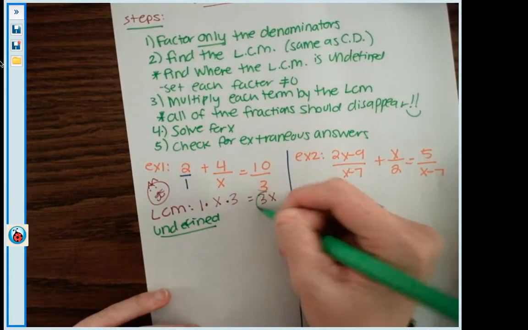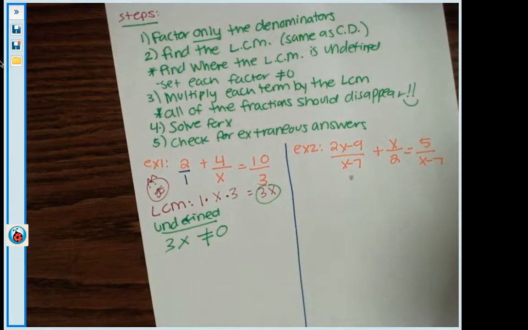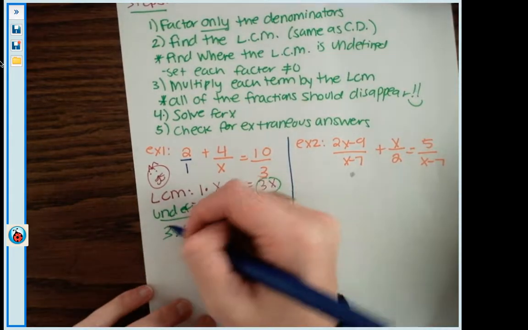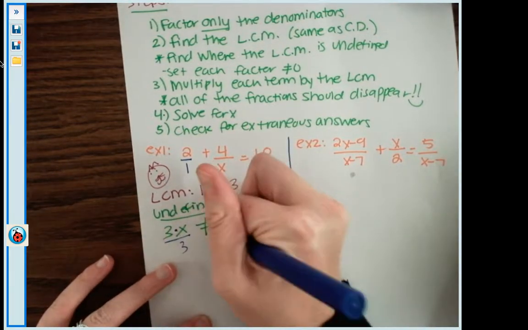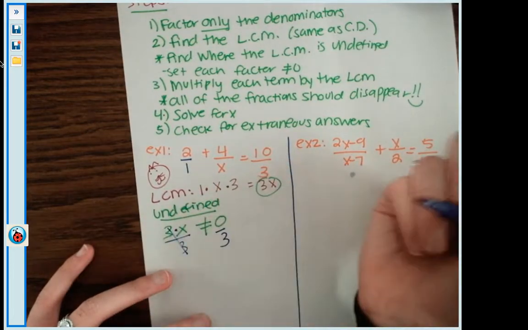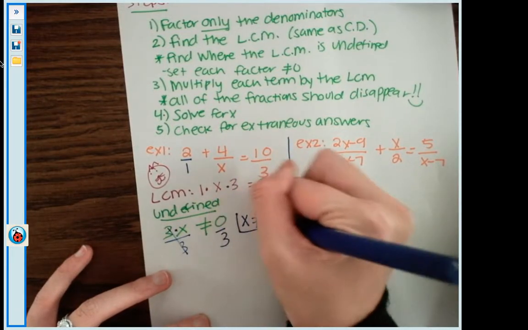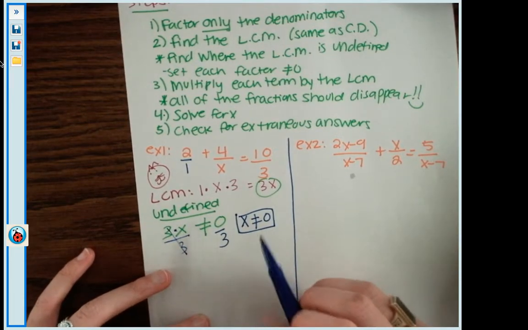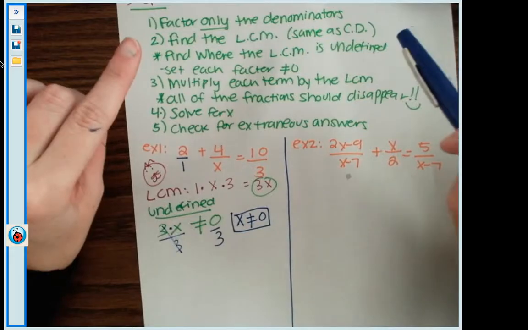My LCM is 3x, so I'm going to set 3x not equal to 0. Let's solve this. In order to bring my 3 to the other side, since it's secretly multiplying my x, I'm going to divide both sides by 3. 3 divided by 3 cancels out and turns to 1, and 0 divided by 3 is 0. So x cannot be 0. We need to keep that in the back of our mind because if I get an answer of 0, it's not allowed, and we're going to call it extraneous. So be on the lookout for that. Those first 2 steps are donezo.